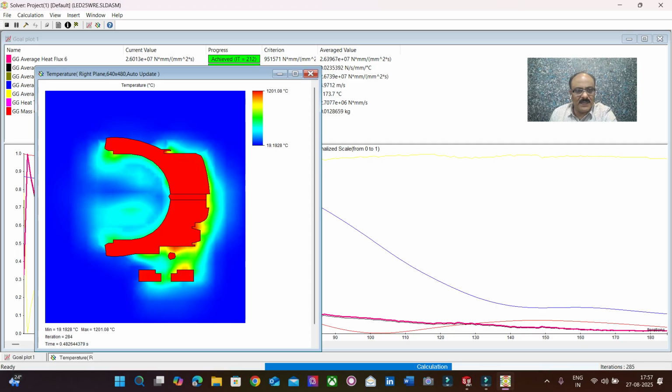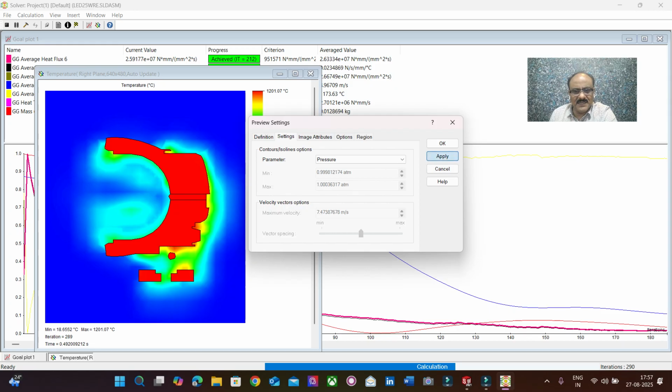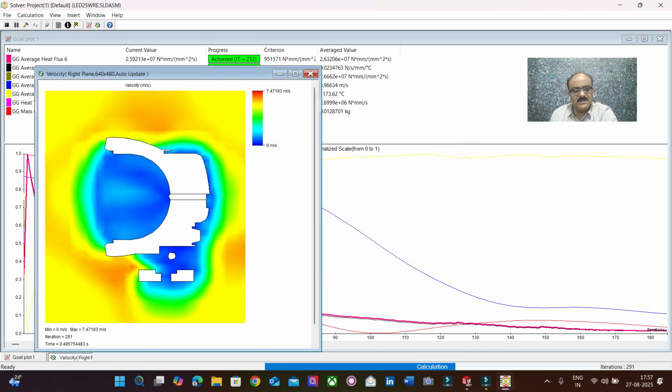Now we can find out the pressure, if at all there is a change in pressure. It is nothing much, because we find 0.9 atmosphere and 1 atmosphere. There is not much difference. Now let's find out the velocity. So this is the velocity. The region in red is about 7.5 meters per second. This is the rate of change of heat transfer, how the heat is getting transferred because of the airflow. Air flows and it's cooling down the system.